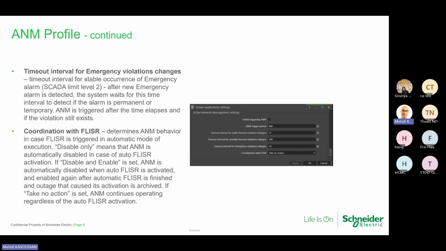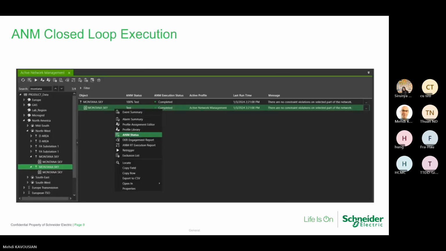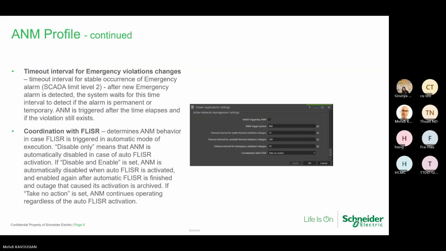Maybe I just go back to, okay. I think I have one more thing, when we switch back to the software. Okay, did I explain this now? So there is this button in Power Application Settings. You can inhibit triggering ANM. It's the periodic one that it does in the background.